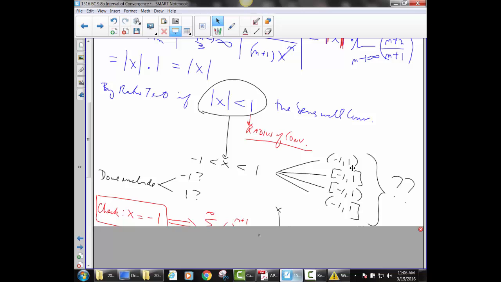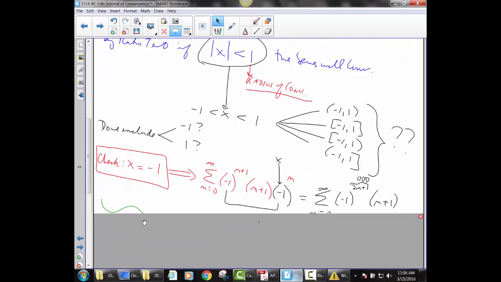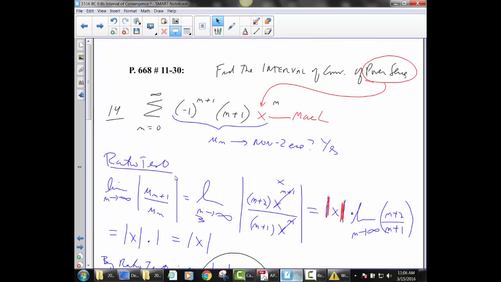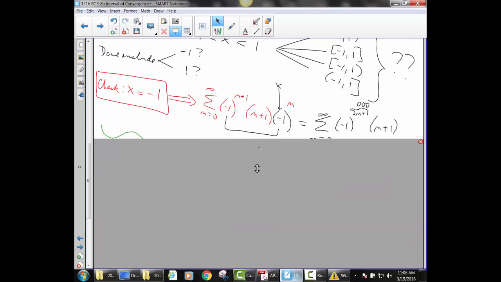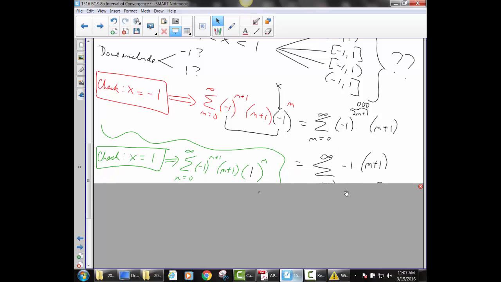And of course, that'll be answer A, answer B, answer C, answer D. So we're going to check. We're going to start with checking the negative 1. We're going to go back to our original function and replace the n by negative 1. Well, what happens is I have negative 1 to the n plus 1 times negative 1 to the n, which is negative 1 to the 2n plus 1, which is always odd, which means it'll always be negative.